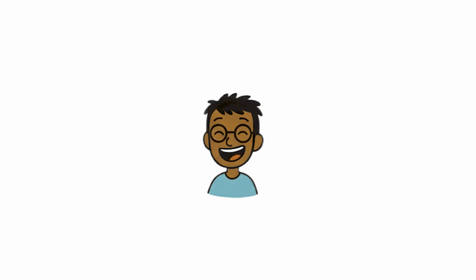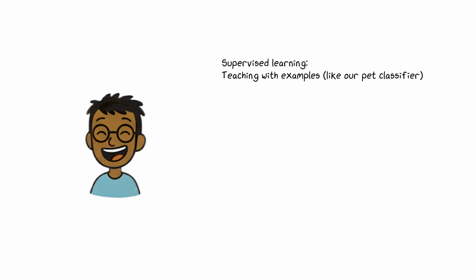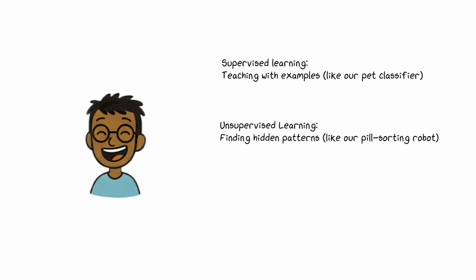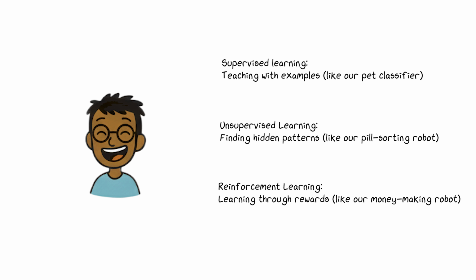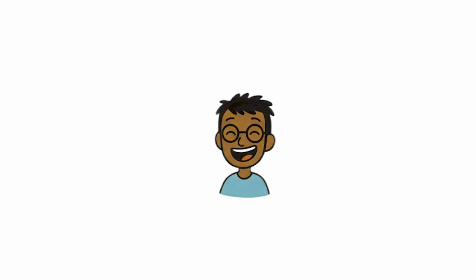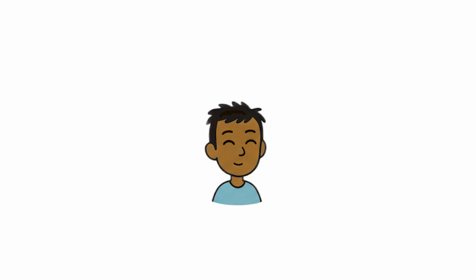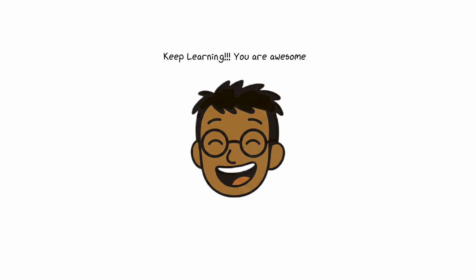And there you have it, machine learning in a nutshell. Supervised learning, teaching with examples, like our pet classifier. Unsupervised learning, finding hidden patterns, like our pill sorting robot. Reinforcement learning, learning through rewards, like our money making robot. Remember, at the end of the day, we just want machines to learn things that we humans can easily do by trying to learn from us. The math might look scary at first, but it's just different ways of finding patterns and making predictions. Keep exploring, keep learning, and remember, even the smartest AI started with simple math.